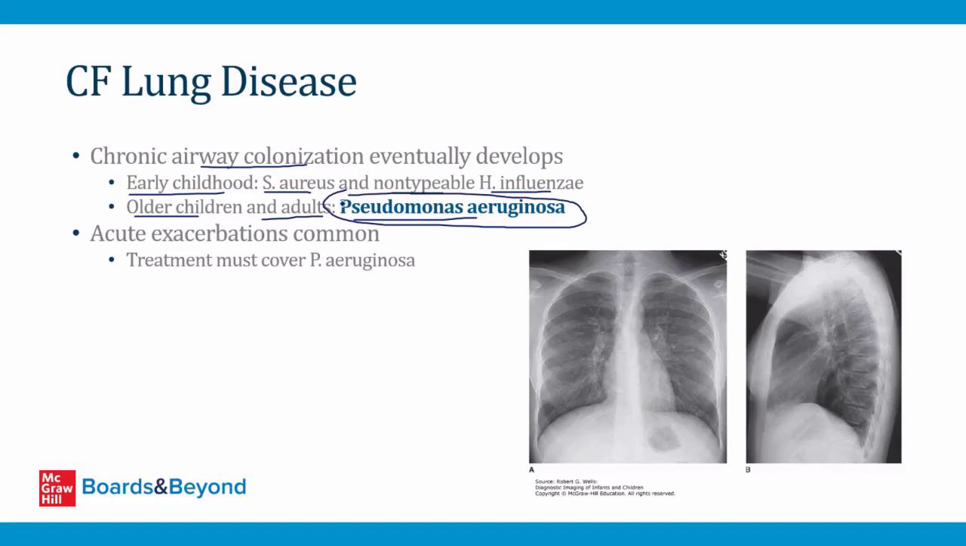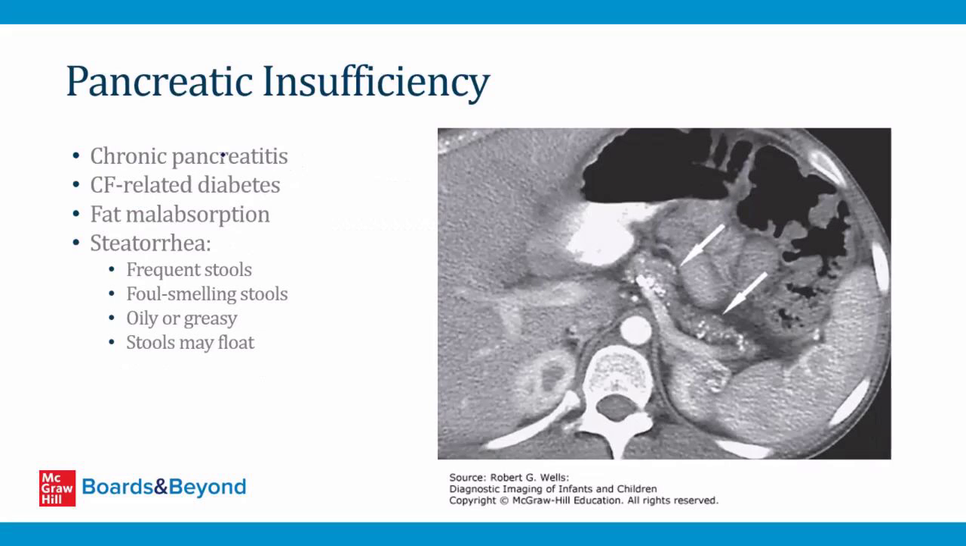And sometimes the bacteria will grow excessively, and that can lead to an acute exacerbation of lung disease. And so when you're treating acute exacerbations of lung symptoms in patients with cystic fibrosis, the treatment almost always includes antibiotics that cover Pseudomonas, and that's because this bacteria so commonly colonizes the airways of children with cystic fibrosis. Okay, so that's the lungs.